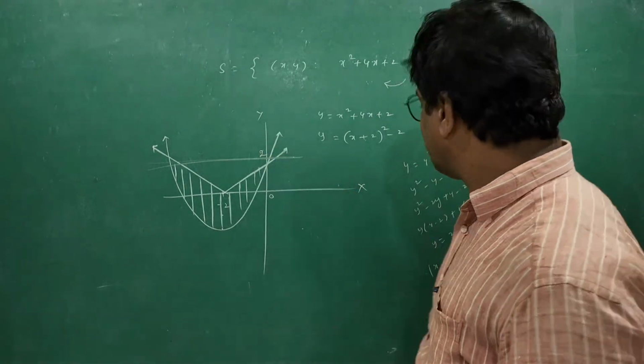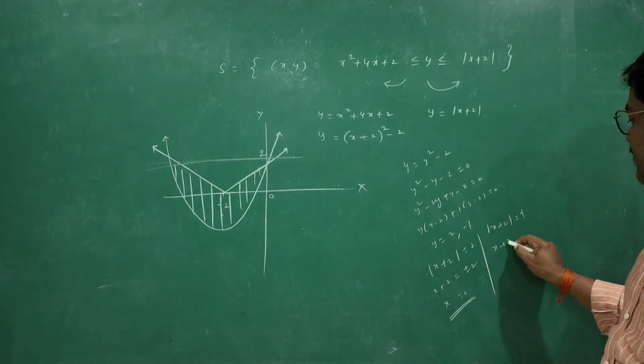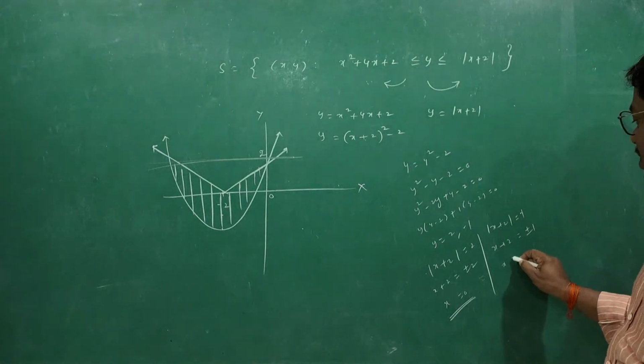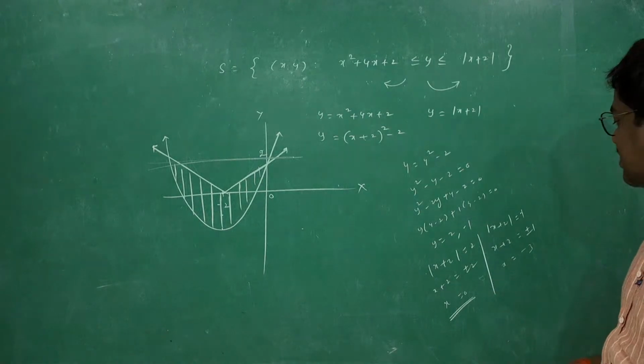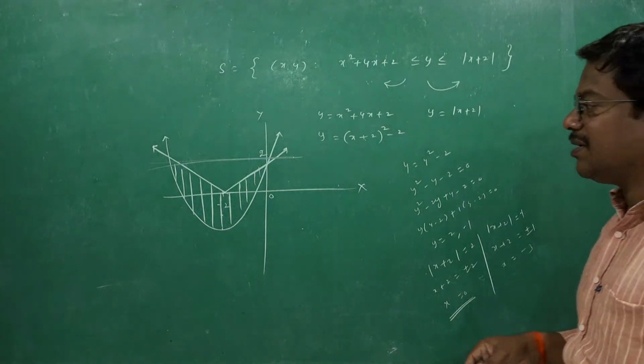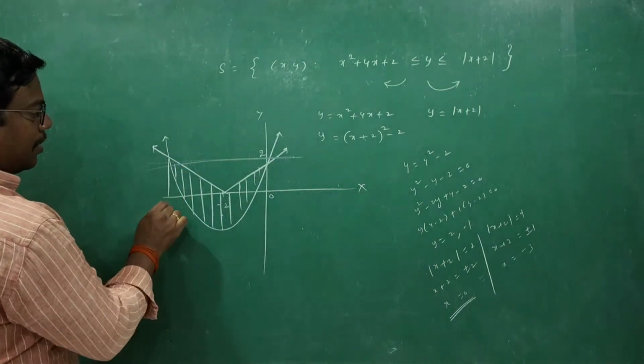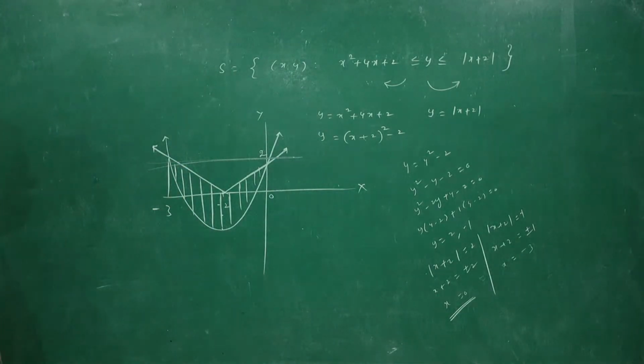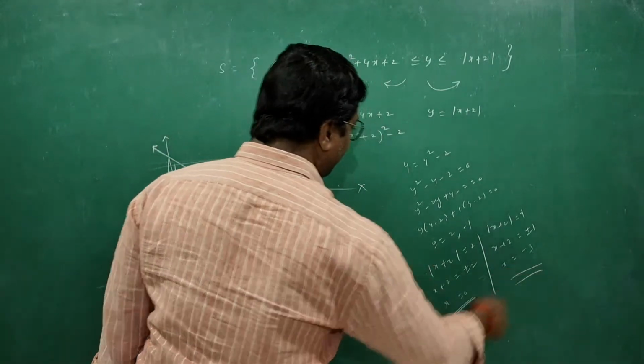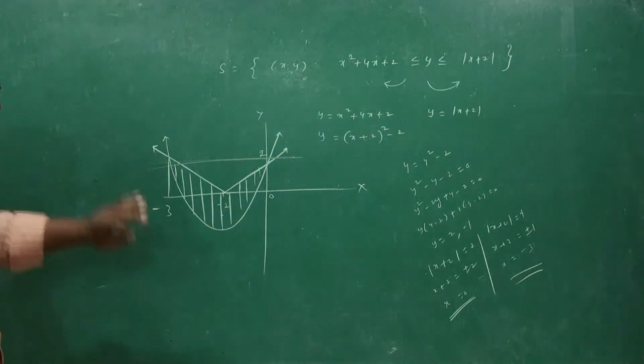So here it is 2. Next, x plus 2 equal to plus or minus 1, therefore x is minus 3 as well as minus 1. So here you have minus 3 x coordinate. It is x equal to minus 3 and x equal to 0. Now this area you need to find.